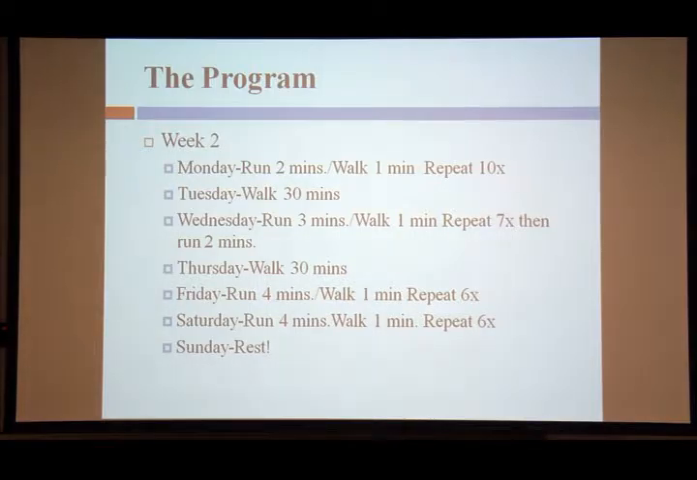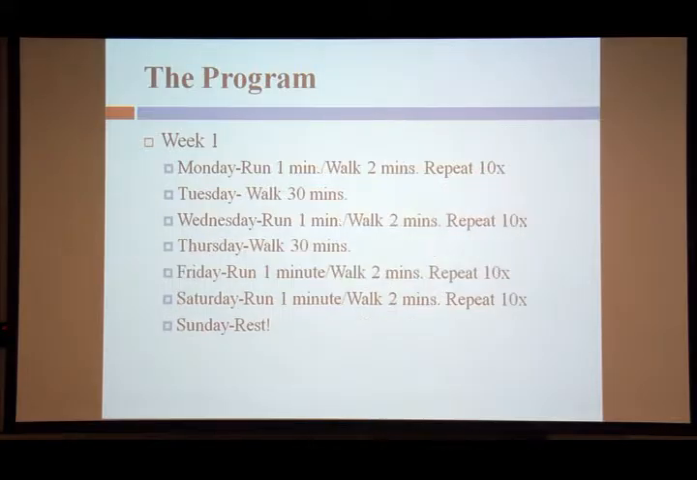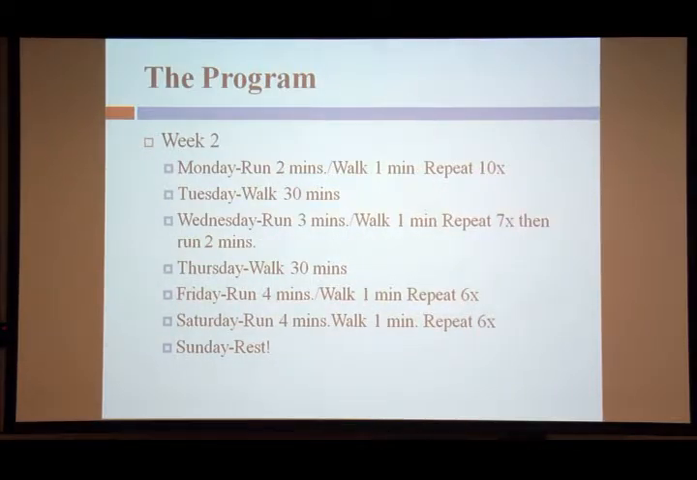Week number 2 is going to crank up the intensity a little bit, crank up how long you're running for, and decrease the amount that you're walking for. In the first week, you were walking, I think it was 2 minutes. Yes, and on the second week, you're only going to be walking for 1 minute. Monday, Wednesday, Friday, and Saturday are the times you're going to run, and you'll see it incrementally increases the amount of time you're running for. On Monday, you're going to do 2 minutes of running, 1 minute of walking, repeating 10 times. Of course, Tuesday and Thursday are your walk days. You'll walk 30 minutes each day.